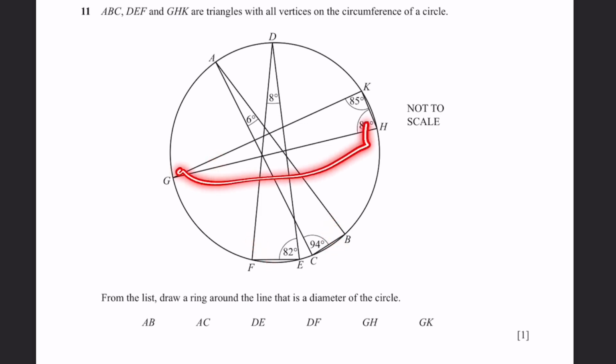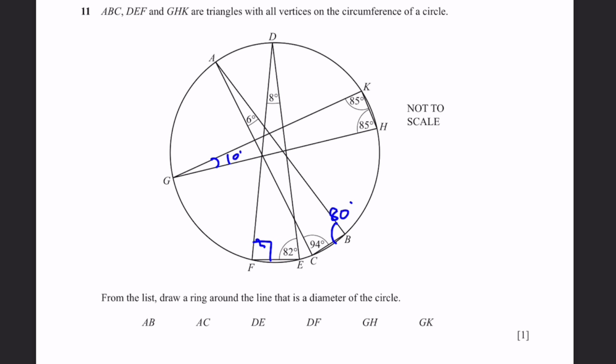For triangle GHK, the missing angle is 180 minus 85 minus 85, which is 10 degrees. Now for triangle DEF, it is 180 minus 82 minus 8, which is 90 degrees. So we put a square. Now for triangle ABC, we have 180 minus 94 minus 6, which is 80 degrees. Now we can see that this is 90 degrees.